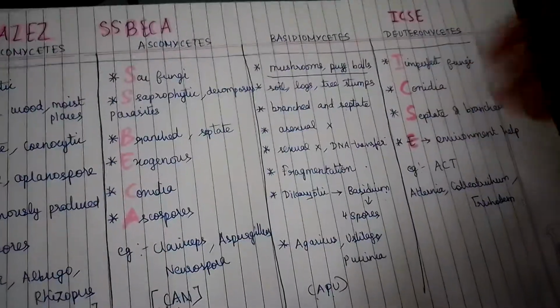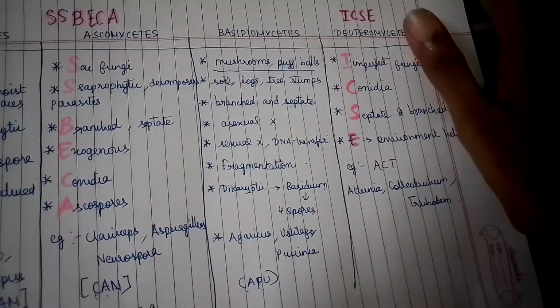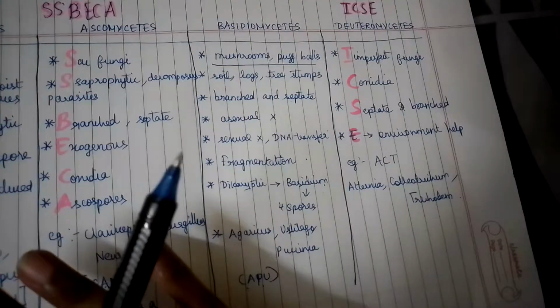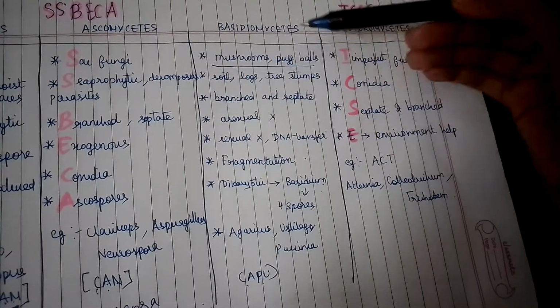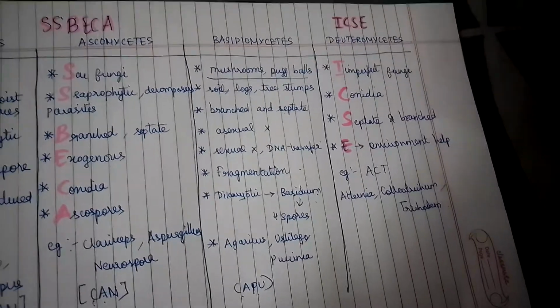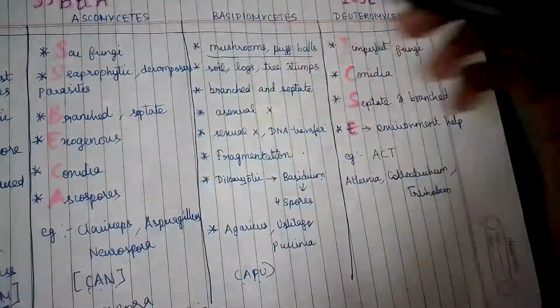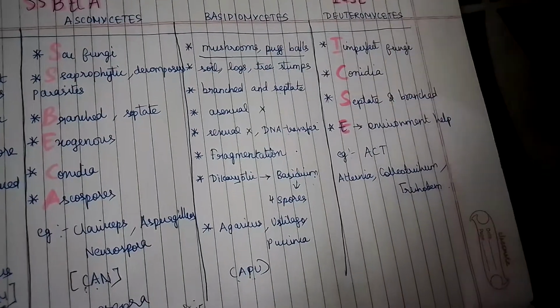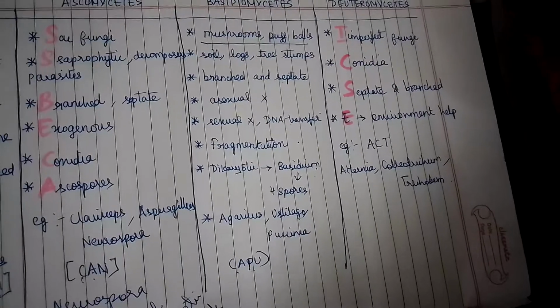And when it comes to basidiomycetes, I don't have any mnemonics for this because it is a very easy concept. So I will just explain it quickly for you. Some common forms are mushrooms, puffballs, or bracket fungi. All these we can put under basidiomycetes. They grow on soil, on logs, tree stumps. In those kinds of places they would be growing.